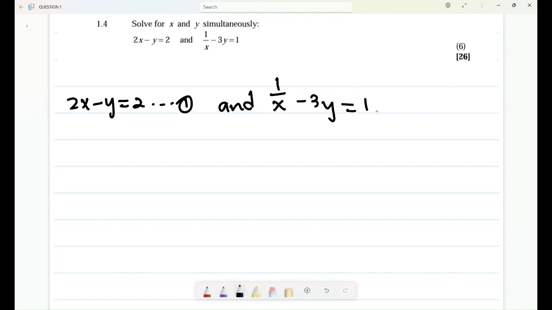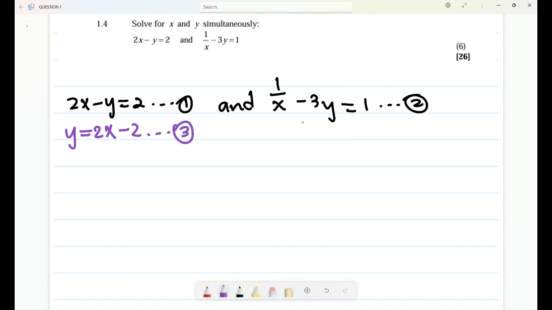For equation 2, what I might do is change equation 1 so that it is in terms of y. When I take this y to the other side, it's going to be positive y equal to 2x, and then I take this 2 to the other side, it is minus 2. Let's call this equation 3.